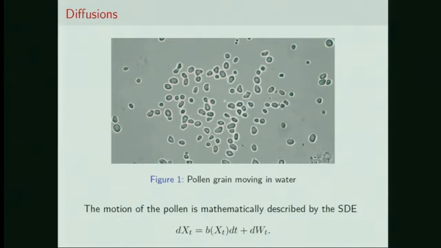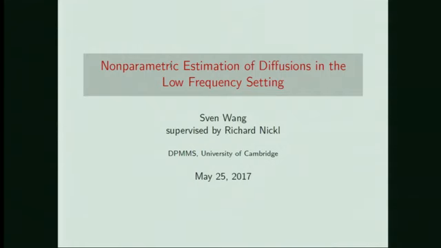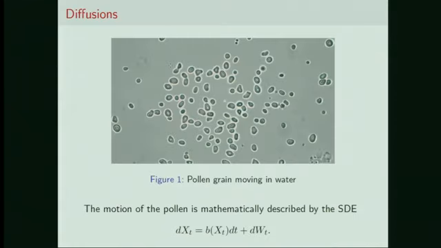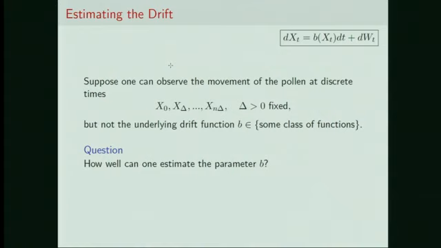And how is this mathematically modeled? It's modeled by this stochastic differential equation, which reads dX_t, where X_t is the path of the pollen, equal to the sum of these two terms, where b is the drift function that's modeling the water flow profile, plus this Brownian motion term, which is random. So the solution to the stochastic differential equation will be a diffusion process.